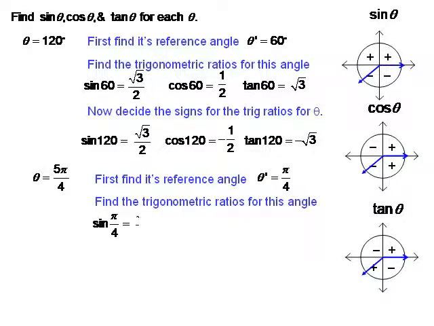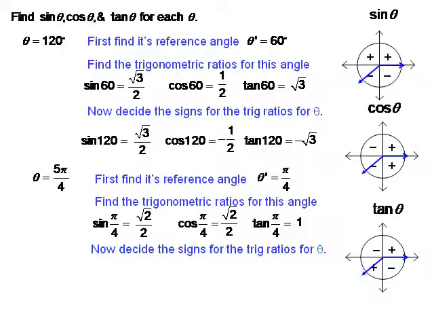Next, we're going to find the trig ratios for pi over 4. So find sine of pi over 4, which is root 2 over 2. Find cosine of pi over 4, which is root 2 over 2. Find tangent of pi over 4, which is 1. Okay, now decide the signs for the trig ratios. This again is going to pull together our answers from that step and our signs on our sign chart.